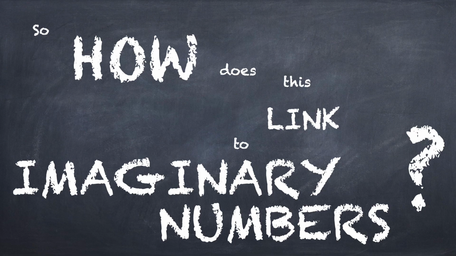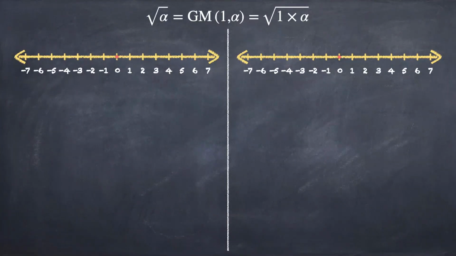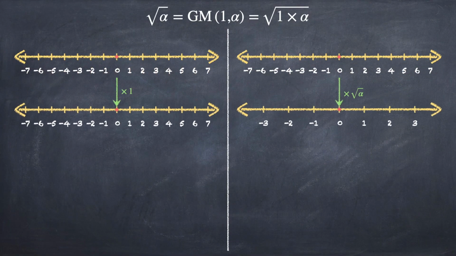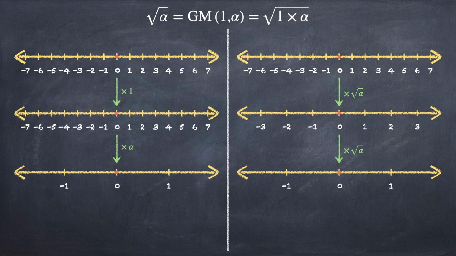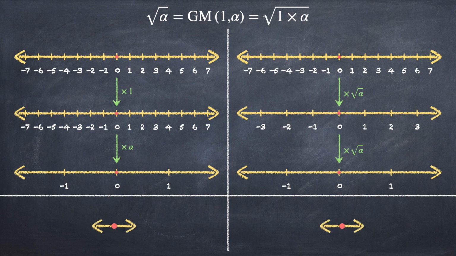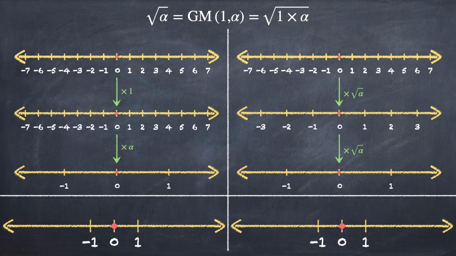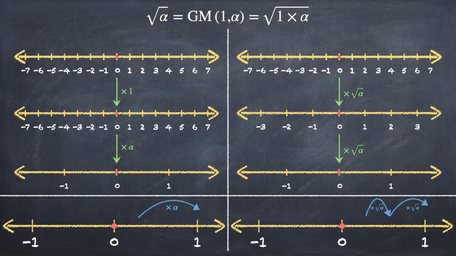So how does this link to imaginary numbers? Well, notice how the square root of any number is simply its geometric mean with 1. Multiplying 1 and that number gives that number itself, and the square root of a number is naturally that quantity which when multiplied twice by itself gives the original number. Well, what if we tried this with -1?